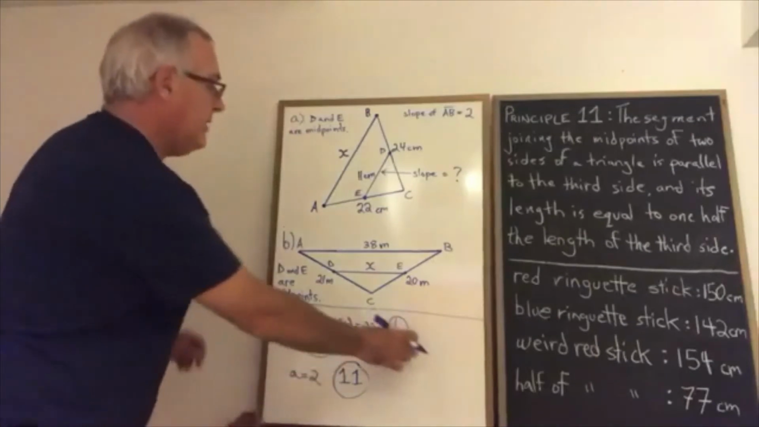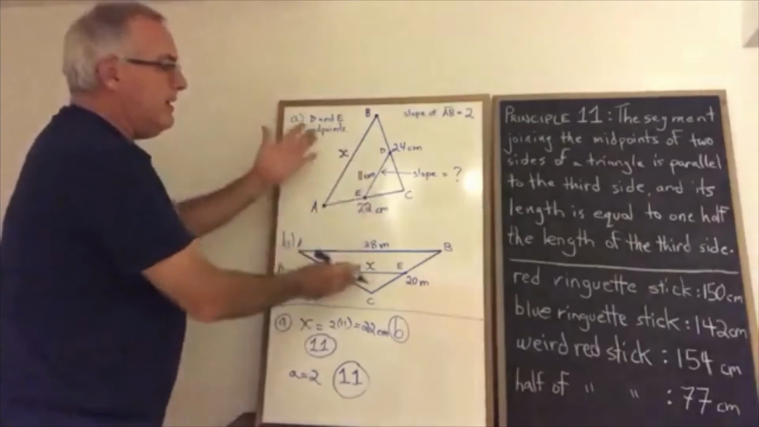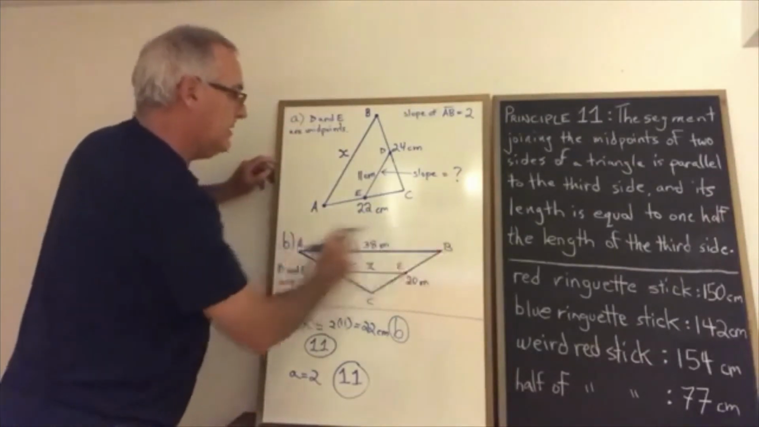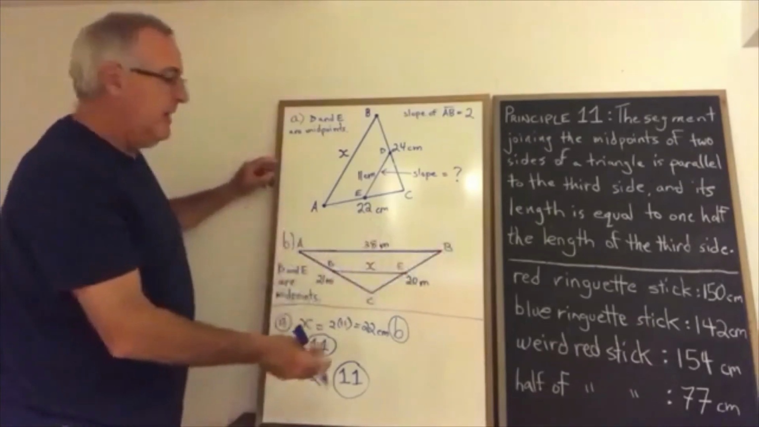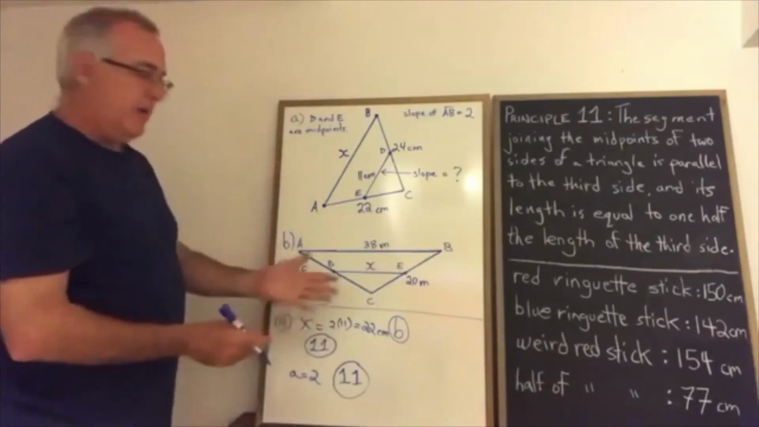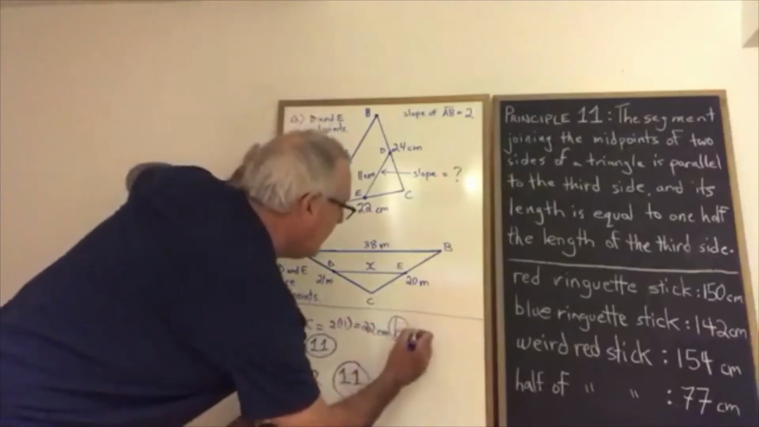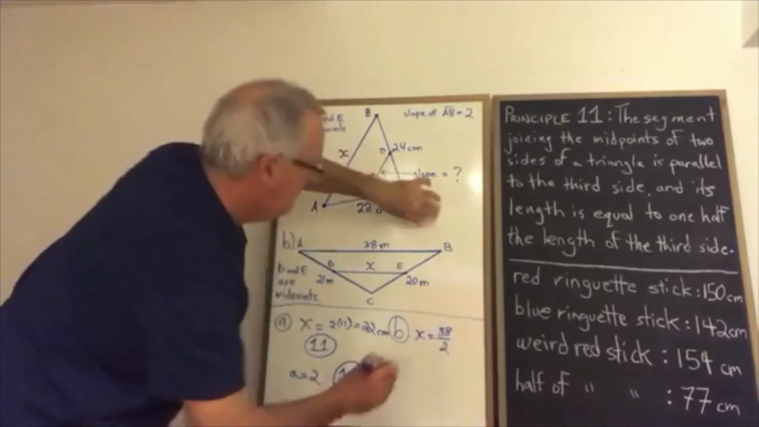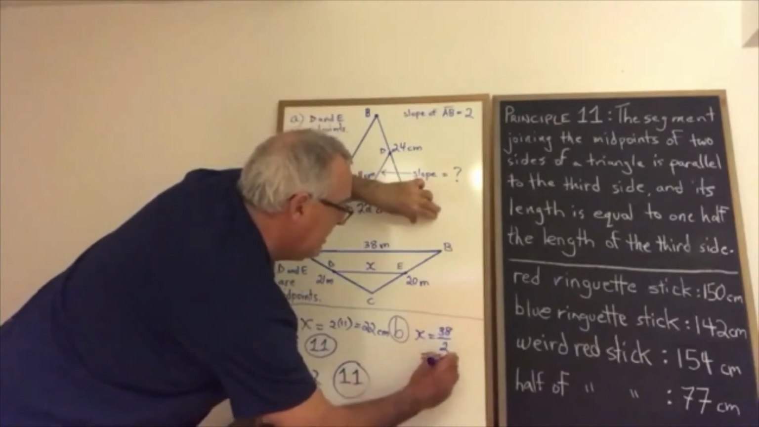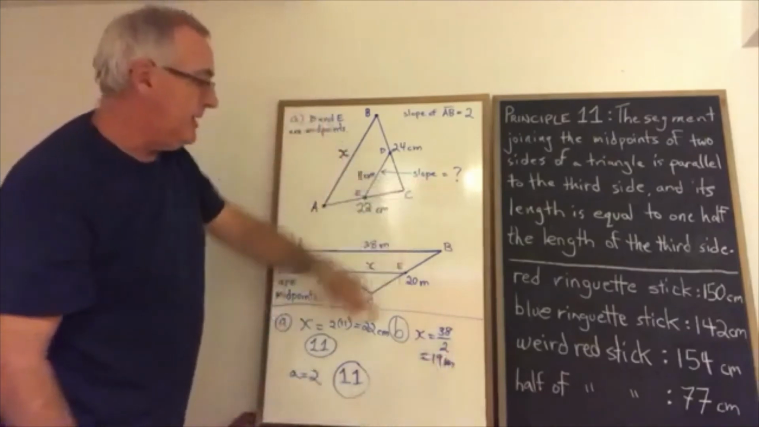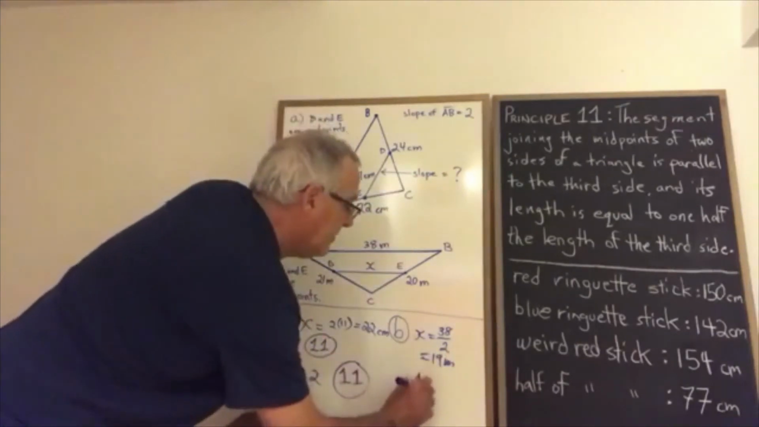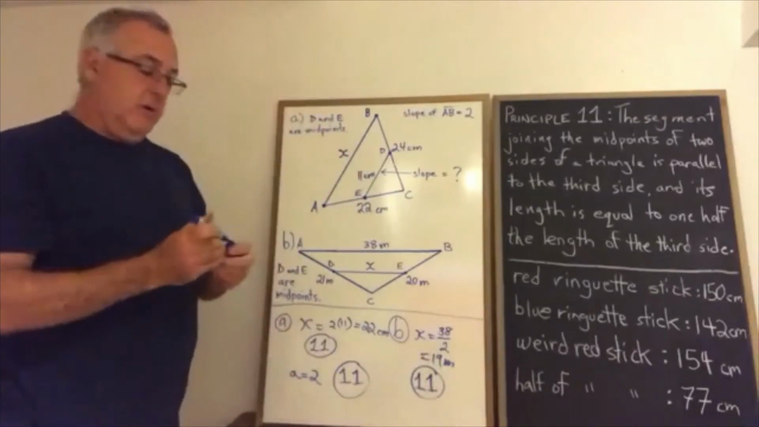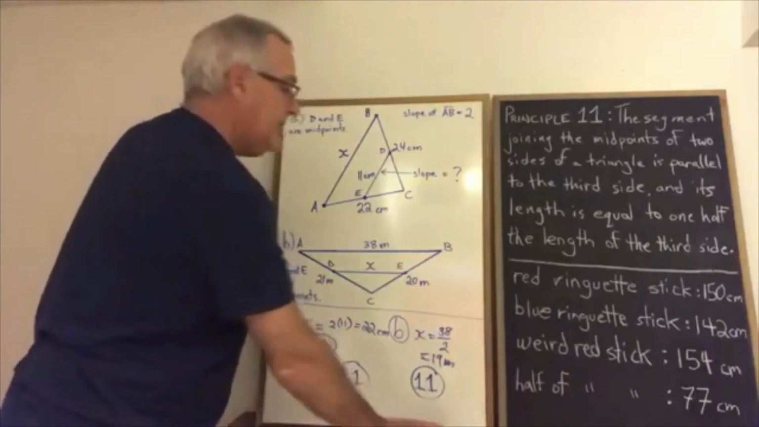For question B, I'm doing the same thing I did in question A, but sort of backwards. In this case, I know the length of the third side, the side AB, which is 38 meters. And I'm asking for the length of the segment joining the midpoints. So x is going to be equal to 38 divided by 2, which is 19, and the unit of measure is meters in this case. And I justify that by saying I'm using Principle 11. This is all you have to do when you're applying this principle in a test situation.